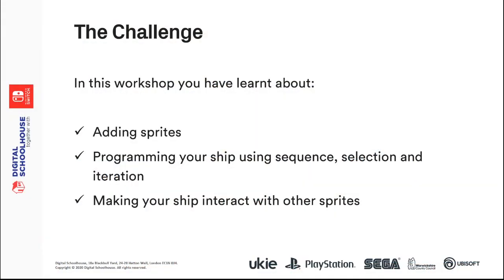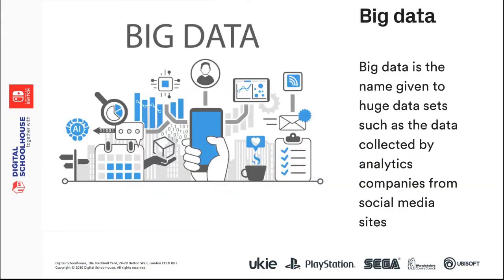So sneaky peek for today, for the workshop that we're going to be doing next week, we're going to be looking at something called big data. Just to explain a little bit about what that means, big data is the name given to big, huge data sets, such as the data collected by analytics companies from social media sites. It's used in lots and lots of things for analysing and finding out trends and information about things. So that's what we're actually going to be doing next time, looking at big data. We're going to start with doing some analysis of different data, and we're going to learn how to do some different algorithms for searching and sorting data.